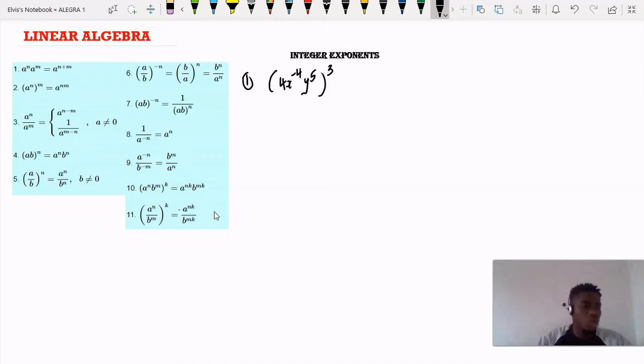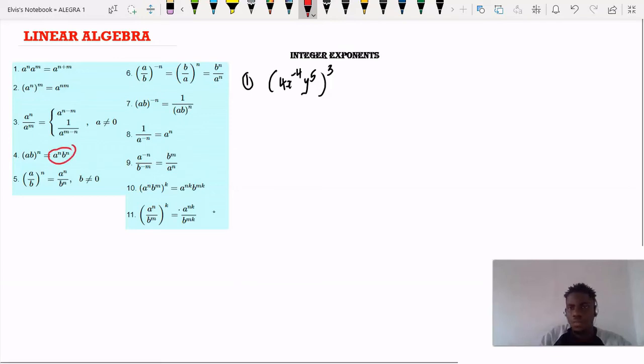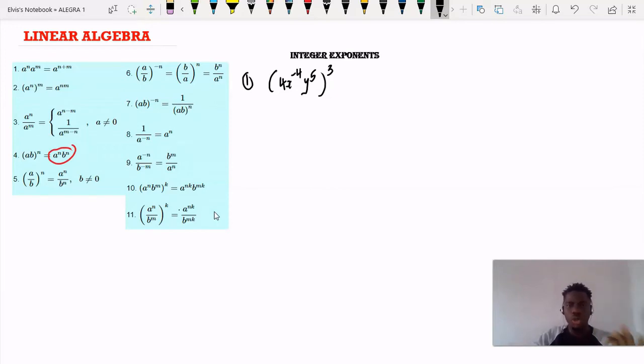So we're going to be using one of these rules. What rule do we need to apply here? Now guys, we are going to be using the fourth rule. As you can see, we are going to be using this rule. Because we have the values inside the parentheses raised to the power of 3, this power of 3 is going to multiply everything inside the parentheses.